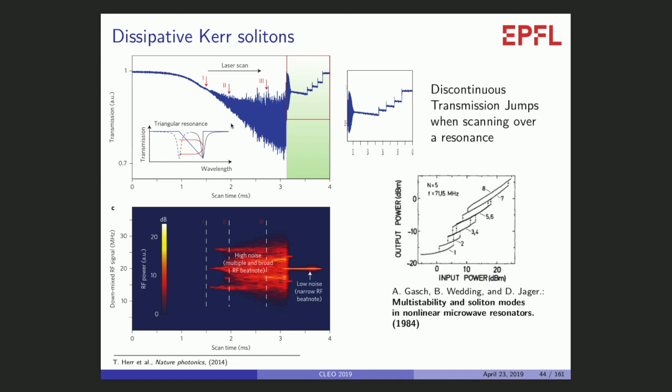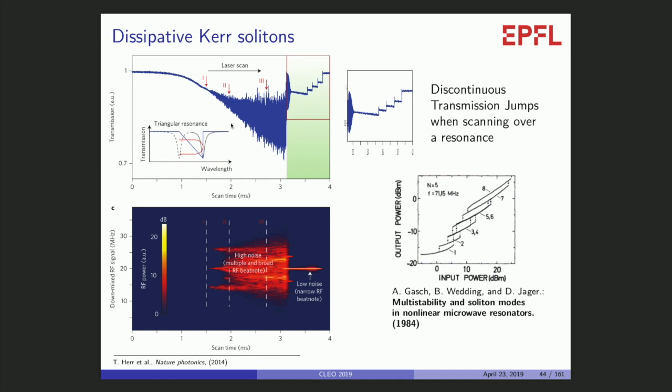has been observed before, in a different field, the field of superconducting microwave cavities driven by RF tones. And it's referred to as multistability. So here you see power input, power output through a microwave cavity. And you see this typical snaking behavior with bistable curves where transmission is not constant as a function of frequency.